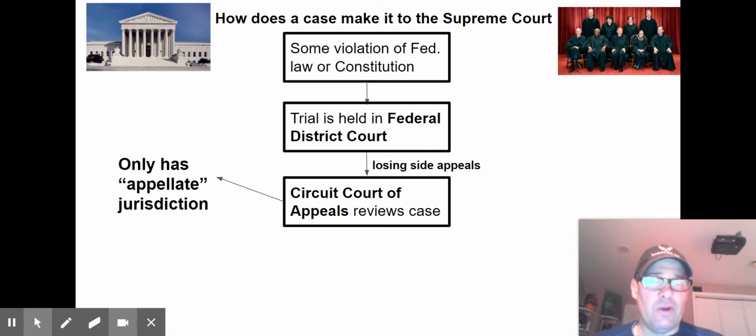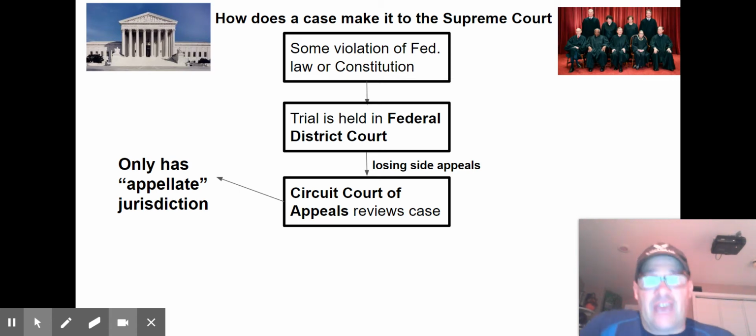A couple things about the Court of Appeals or the Circuit Court is that it only has appellate jurisdiction. If you write that off to the side, make sure you write it small because we're going to be adding some things over on the side there. So just be aware of that. It only has appellate jurisdiction, which means it can review a case. They don't hold trials. They're just checking that the trial was done correctly, that the decision was consistent with Supreme Court precedent and the Constitution. So if the federal district court made some sort of mistake, then they can actually overturn it. They can force them to do a retrial. So the second court is the Court of Appeals.